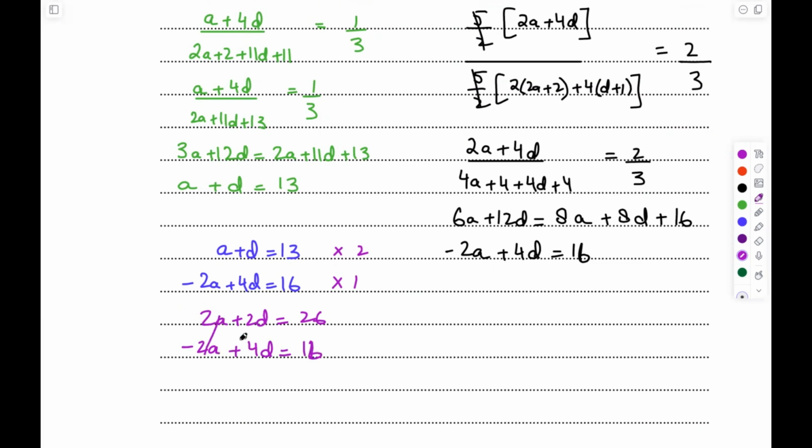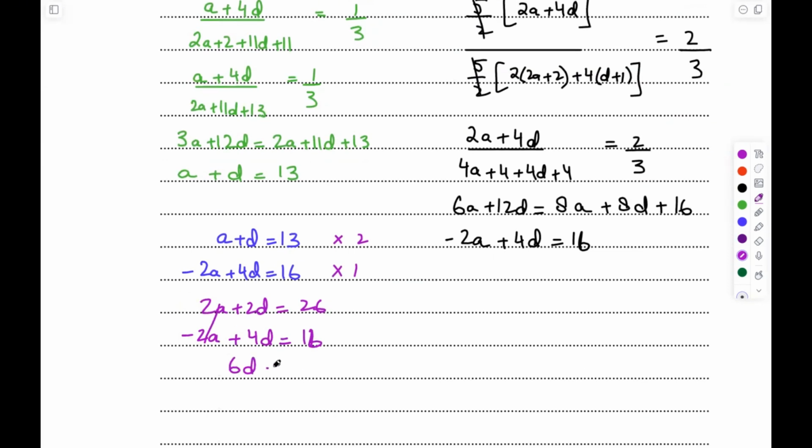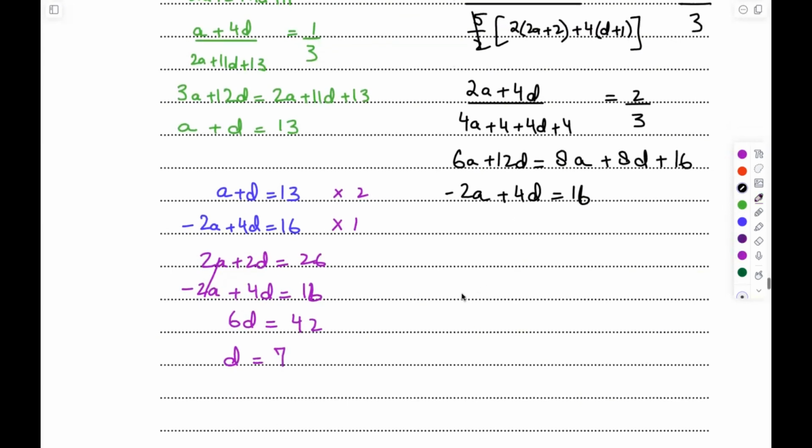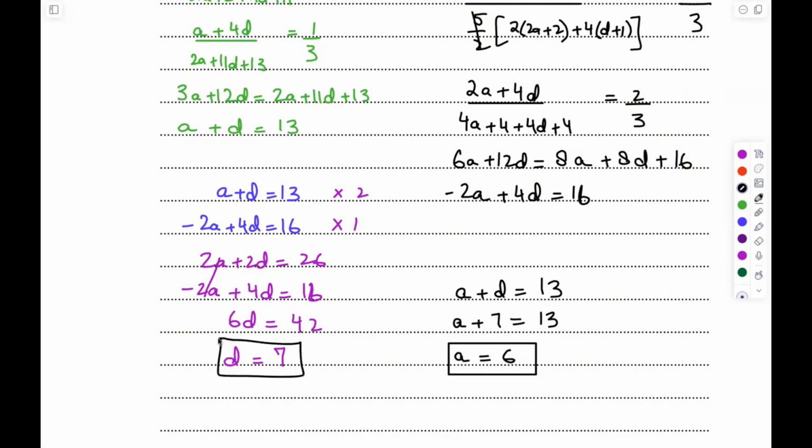So 2A and minus 2A will cancel out. 6D will be equal to 26 plus 16, which is 42. So D will be equal to 7. Once we have the value of D, we can now substitute this into one of the equations to find the value of A. As the first equation is A plus D equals 13, we can write it as A plus 7 equals 13. The value of A will be equal to 6. So the final answer will be A equals 6 and D equals 7.